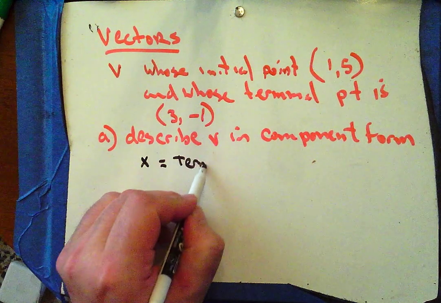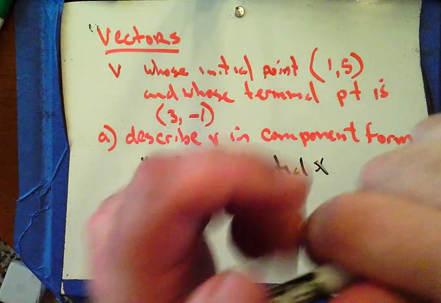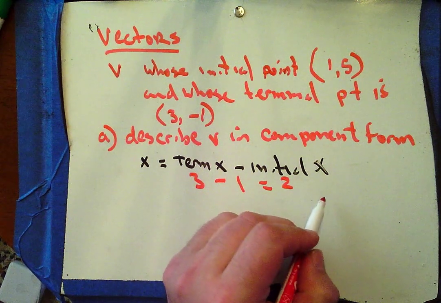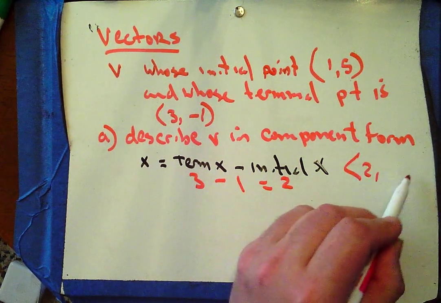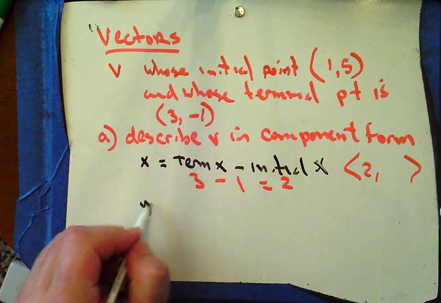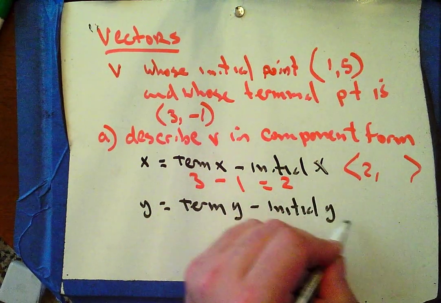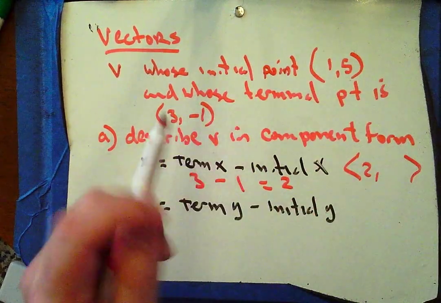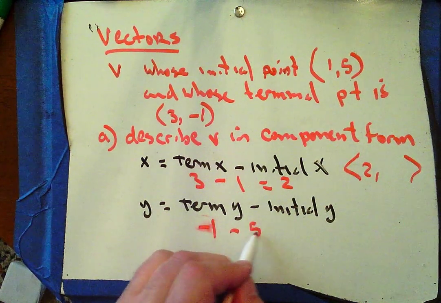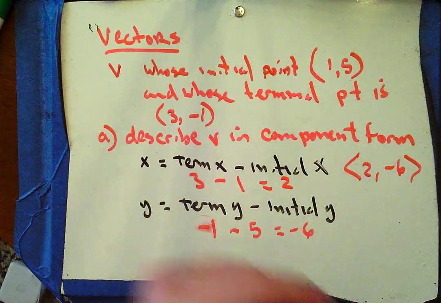terminal x minus initial x. And so for us, that's going to be 3 minus 1, or 2. So the x component of our vector is 2. What about the y component of our vector? To find the y component, we do the terminal y minus the initial y. And for us, that's going to be -1 minus 5, or -6. Okay, there's the component form of our vector.